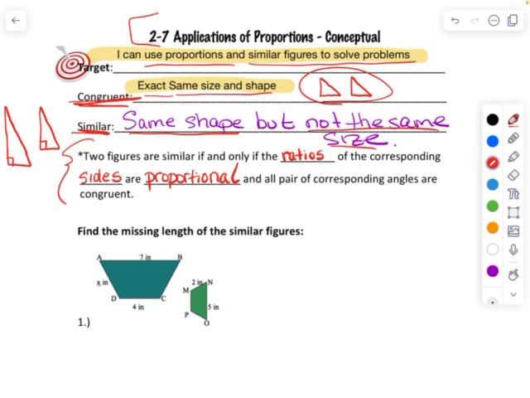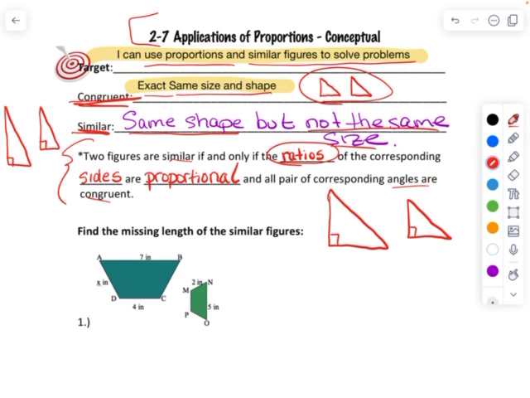All right, hopefully you have those filled out now. Something that's important is that two figures are similar if and only if the ratios of the corresponding sides are proportional and all pairs of corresponding angles are congruent. So what does that mean? Let's draw two more triangles. I have this triangle and this triangle. Notice my left one is bigger than my right one.